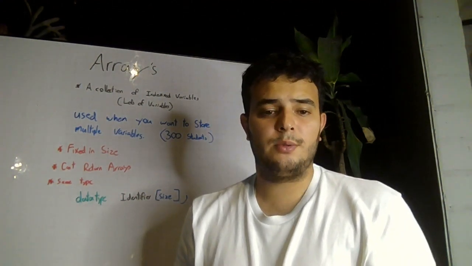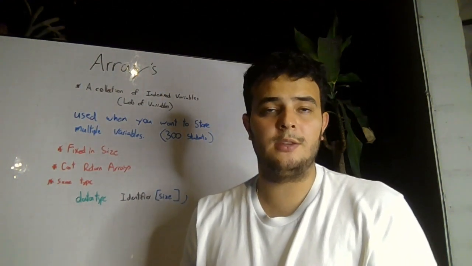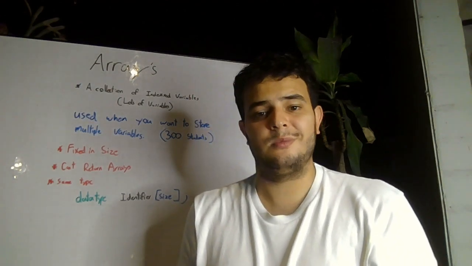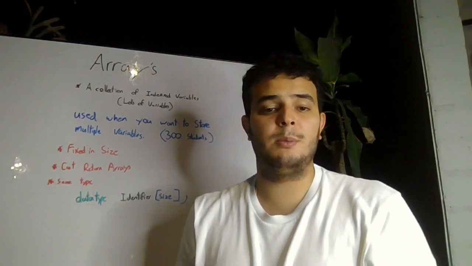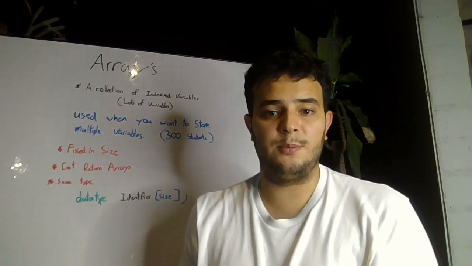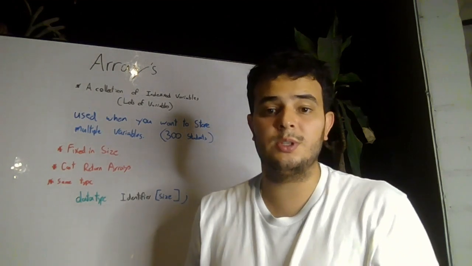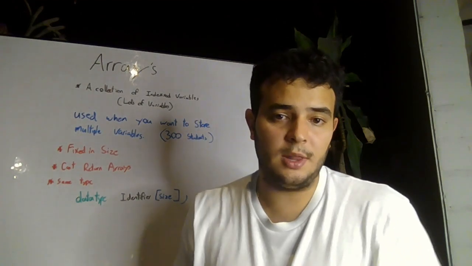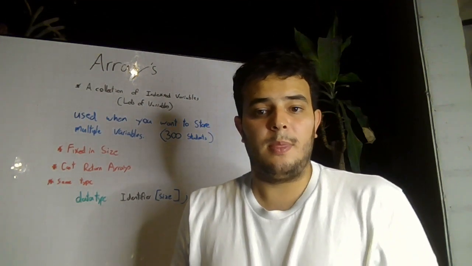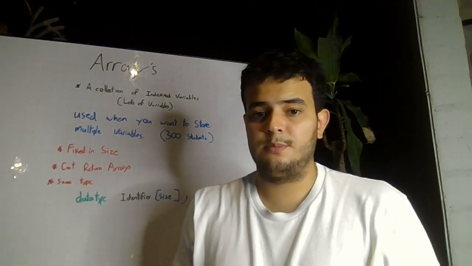Let's say you have 300 students and you want to calculate the grade for all 300 students in a piece of code. The long way to do it would be to manually make every single student a variable. The shorter way to do it would be to use an array. An array is a collection of index variables, basically a whole group of variables that is put into one function.